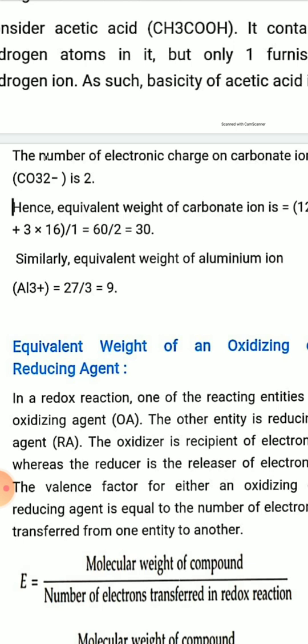Similarly, the equivalent weight of aluminum ion is equal to the atomic mass of aluminum, Al, which is 27, divided by the charge of aluminum 3 plus ion, which is 3. So the equivalent weight of aluminum 3 plus ion is 27 divided by 3, that is 9.